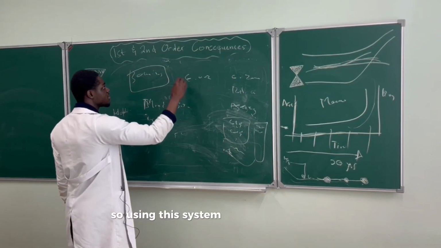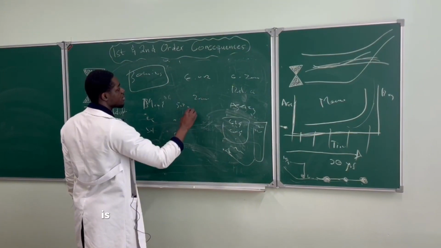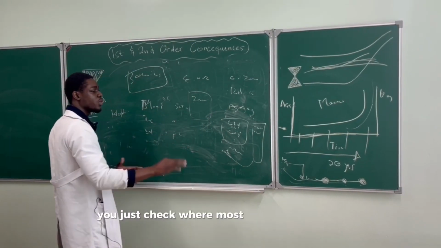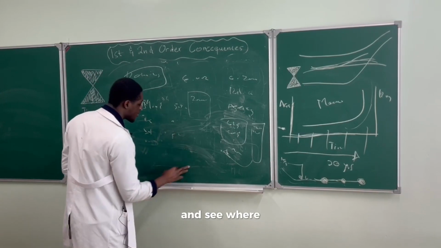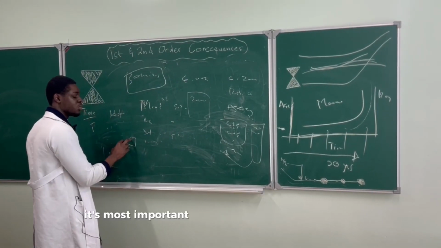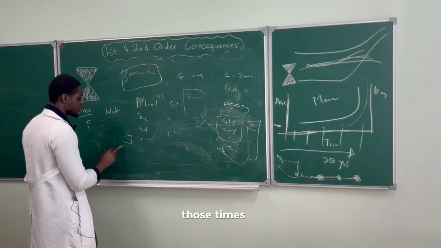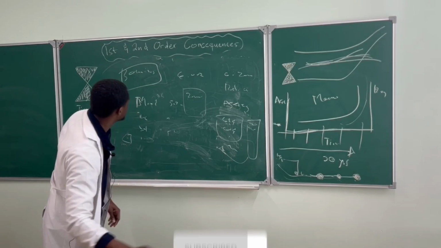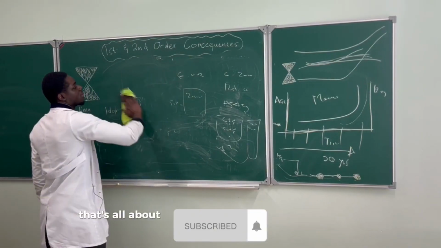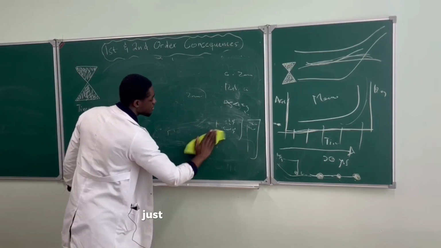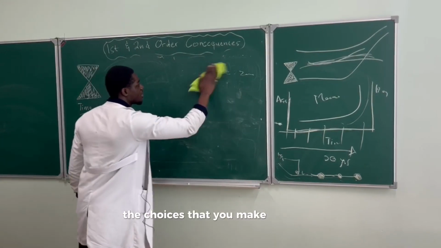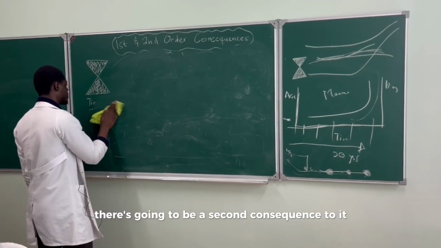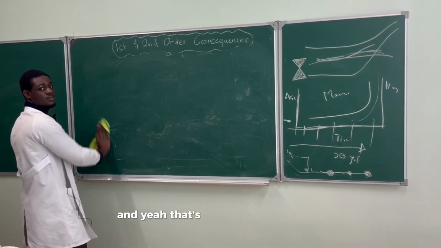So using this system, just timing yourself every 30 minutes is going to show you how you use your time. And at the end of the week, you just check where most of your time went and see what's most important in your work. And you allocate those times to what's supposed to be done. And that's how you use it. So yeah, that's all about first and second order consequences. Just be cautious of the choices that you make every day, and just know whatever choice you make, there's going to be a second consequence to it. And yeah, that's it for the video. Thanks.